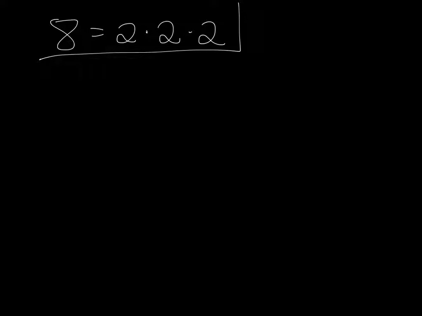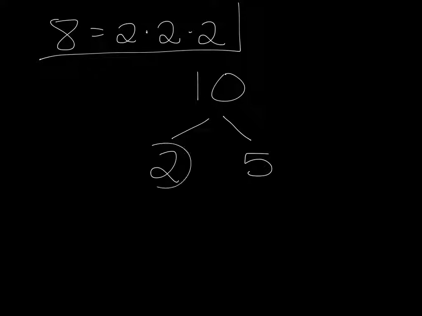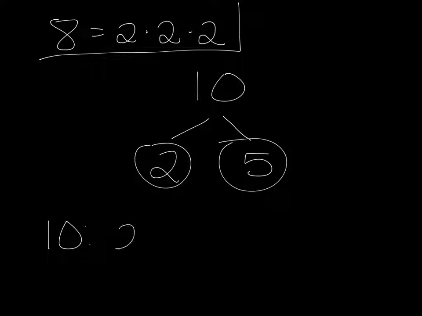Let's look at 10. Now, 10 is a composite, not prime, so what two numbers can I multiply together to get 10? Well, how about 2 times 5? And again, if you said 5 times 2, that's okay. So I look at 5 and 2 and I ask myself, are they prime? Yes. So the prime factorization of 10 is 2 times 5.